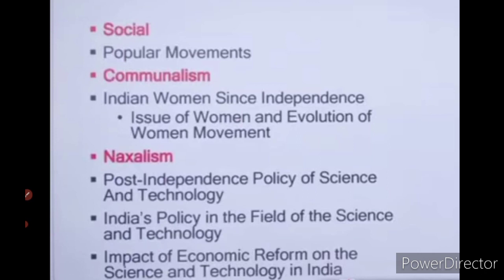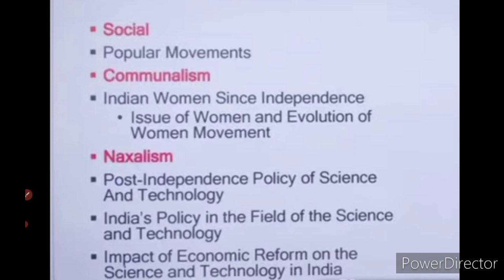Communalism. So here in this, the Indian women since independence, issues of women and evolution of women movement. Then Nihilism. So in this, post independence policy of science and technology, India's policy in the field of science and technology. Now effect, basically the impact of economic reforms on the science and technology in India.